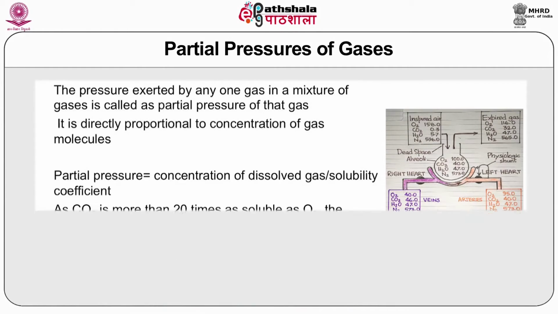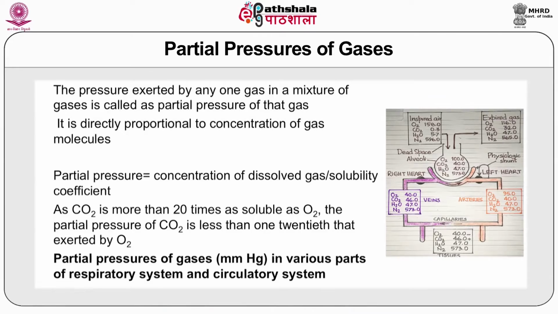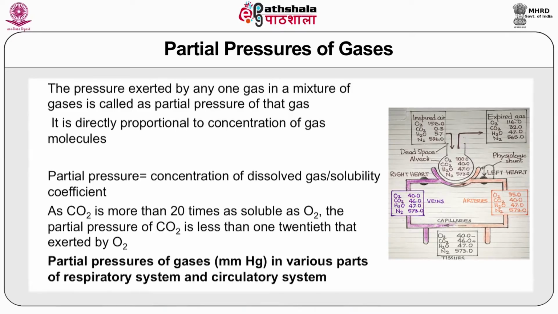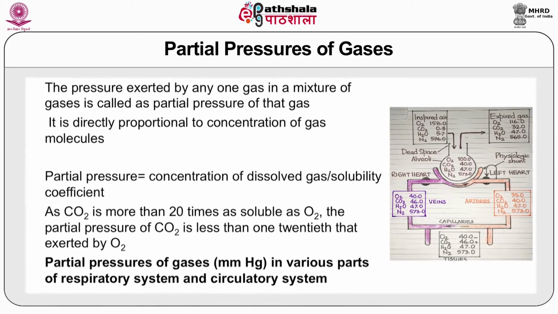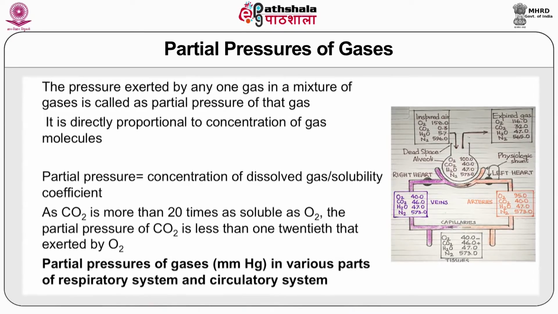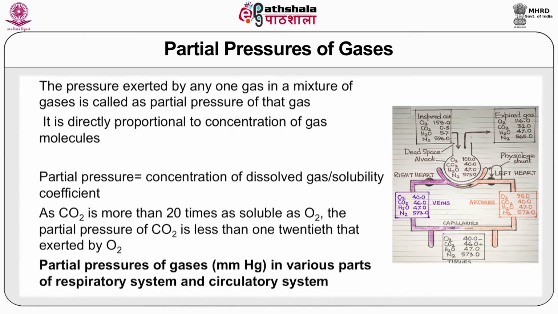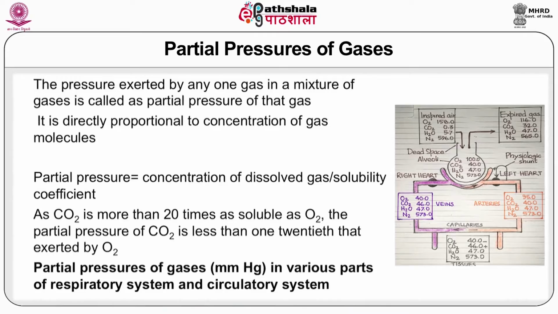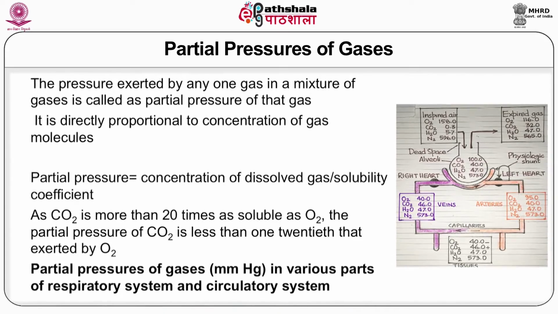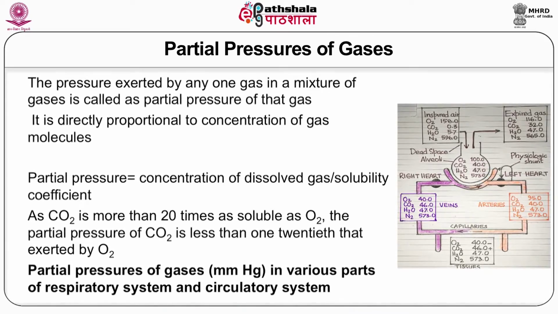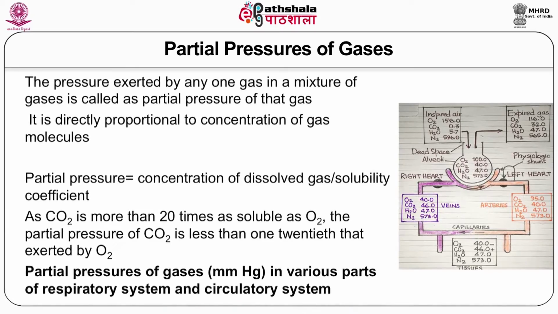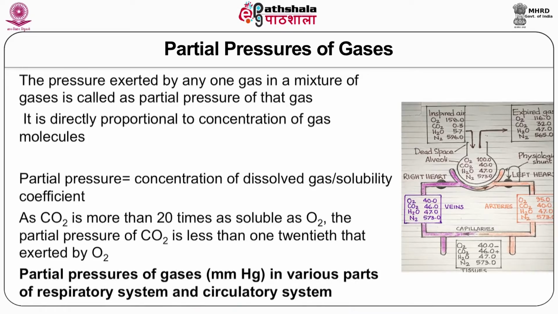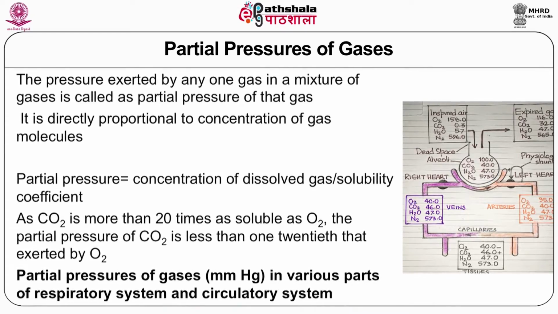The pressure exerted by any one gas in a mixture of gases is called the partial pressure of that gas in that mixture, and it is directly proportional to the concentration of gas molecules. It is given by the formula: partial pressure is equal to concentration of dissolved gas divided by solubility coefficient. As carbon dioxide is more soluble than oxygen, that is, it is 20 times as soluble as oxygen, the partial pressure of CO2 is less than 1/20th of that exerted by oxygen.